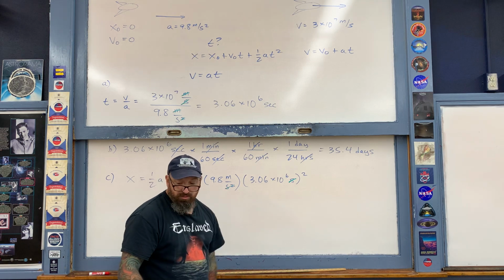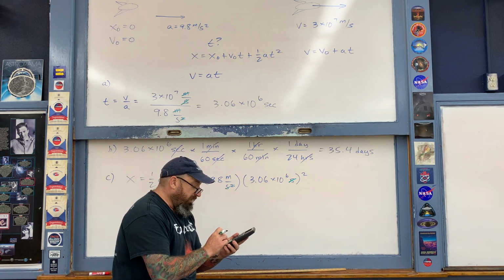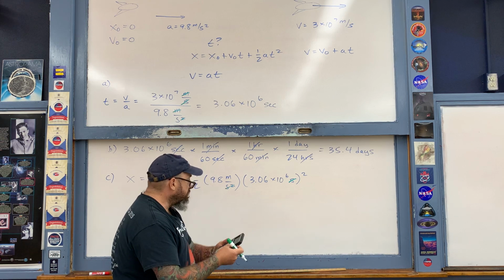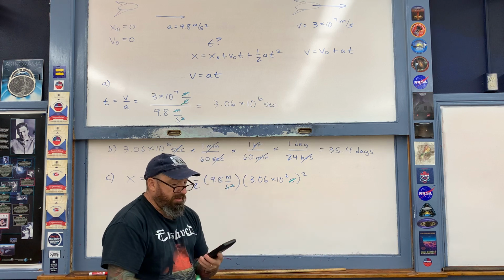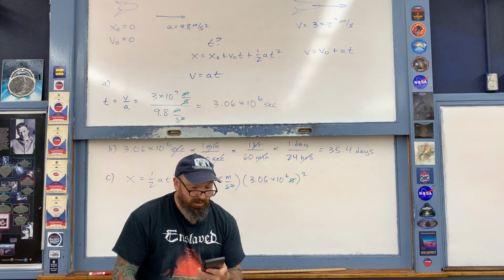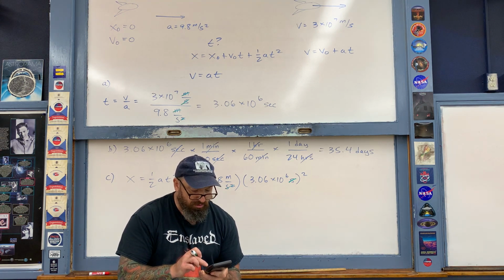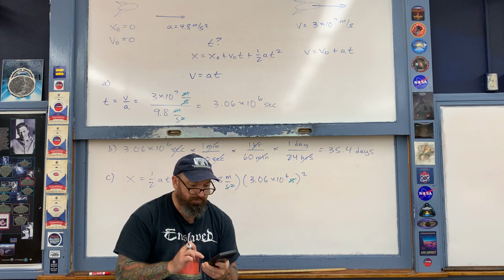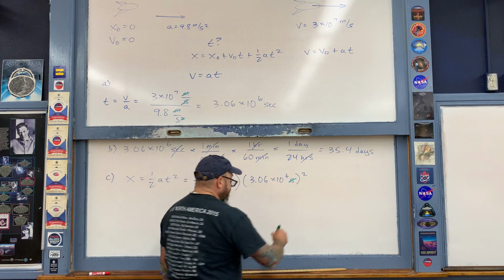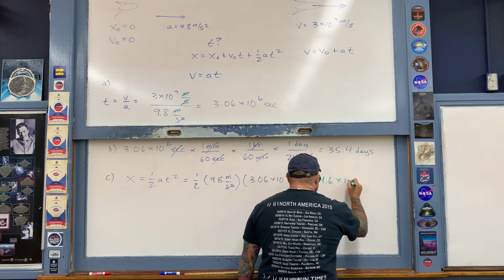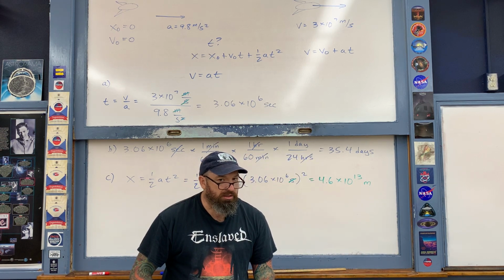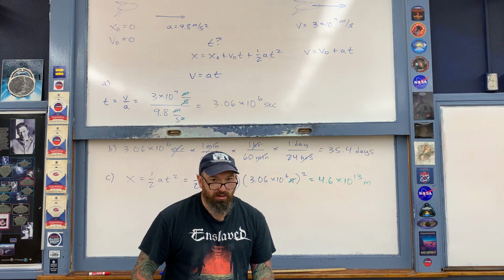So now let me go ahead and work my way through the math here on my calculator. So I take 1/2 times 9.8, and then times 3.06 times 10 to the 6th squared. So I'm just squaring this guy right here, and I end up with quite a large distance, as you might imagine. So if I do the math correctly here, it works out to be about 4.6 times 10 to the 13th meters. That's 46 trillion meters. That's 46 billion kilometers. That's quite a large distance.